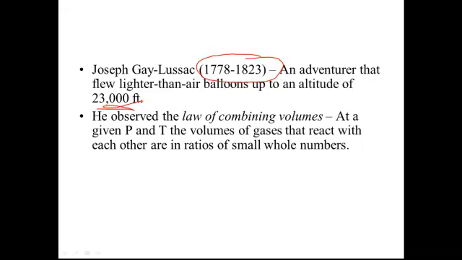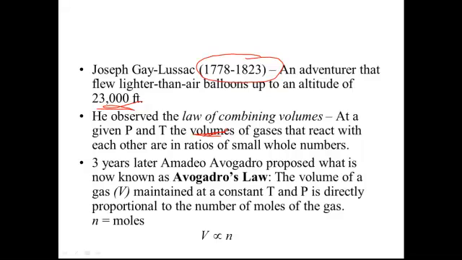And what he said is that he observed this law called the law of combining volumes, and that at a given pressure and temperature, the volumes of gases that react with each other are in ratios of small whole numbers. And what we know now is that Avogadro, the guy that came up with Avogadro's number, the 6.02 times 10 to the 23rd, found that the volume of a gas, again at constant temperature and pressure, is directly proportional to the number of moles of that gas.